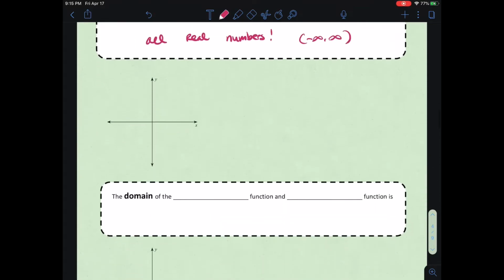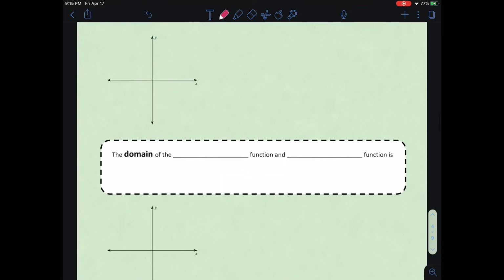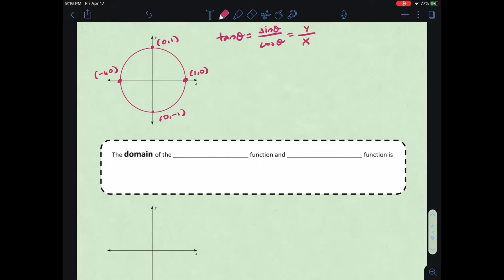Now let's look at our next function, the tangent function. But before we do that, I want to draw a unit circle. And for this particular unit circle, I'm just going to label the 4 points that are on the x or the y axis. If you think about what tangent of theta is, you can think of it as sine theta over cosine theta using our quotient identity. You can also think of this as y over x, where x and y are the coordinates of the point on the unit circle.